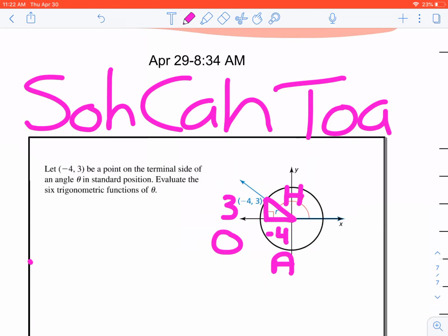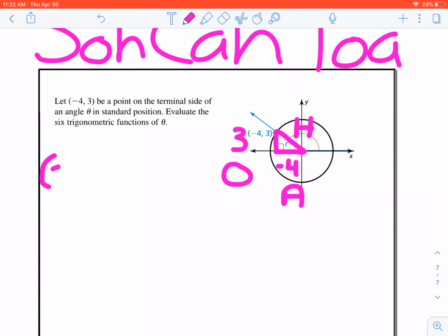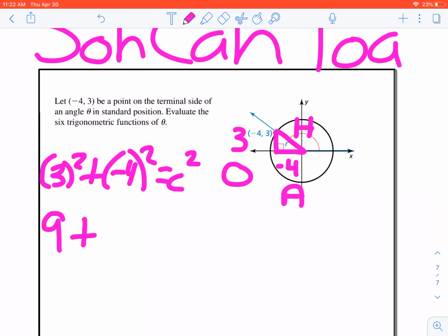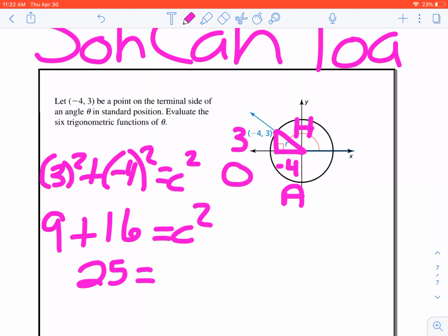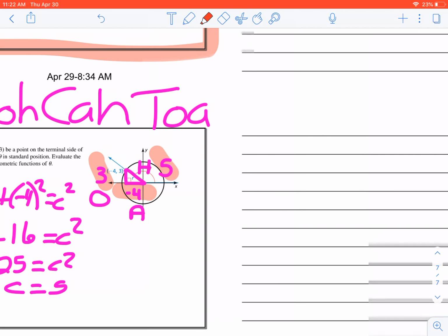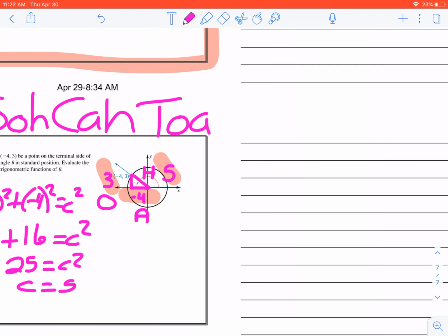First things first, I've got to find my h. So I'm going to do 3 squared plus -4 squared equals c squared. And it's perfectly fine that we have a negative number there. A negative number squared is going to be positive. So I get 9 plus 16 equals c squared. So 25 equals c squared, so c equals 5. So my h is 5. So I know 3, -4, 5. Beautiful. I know A, H, O. I'm just going to plug it into SOHCAHTOA, and now I'm going to find my trig functions.